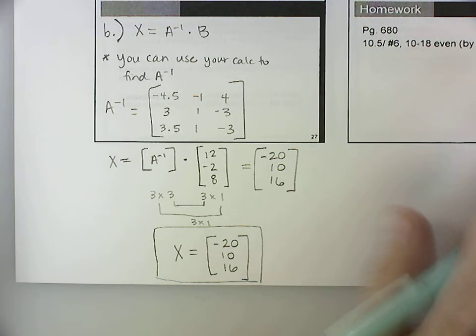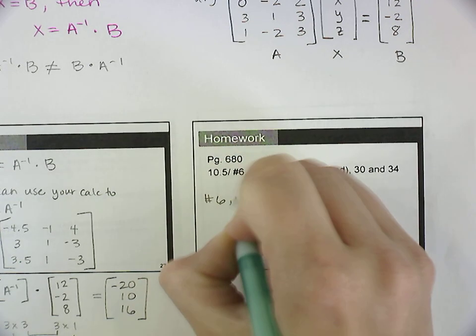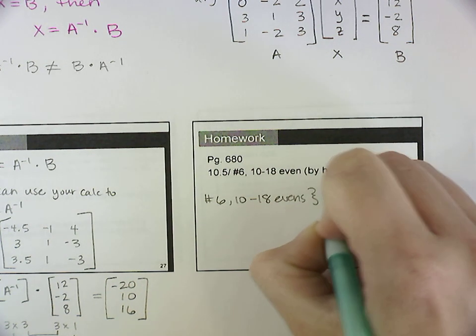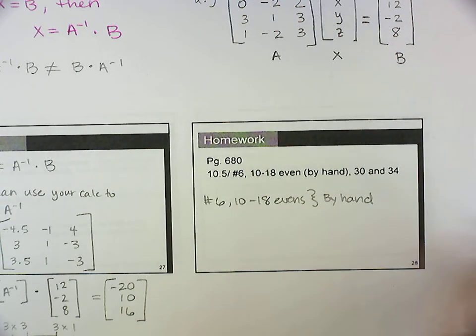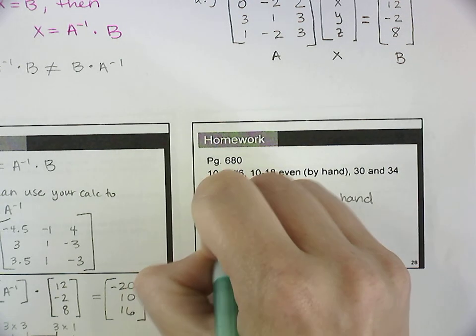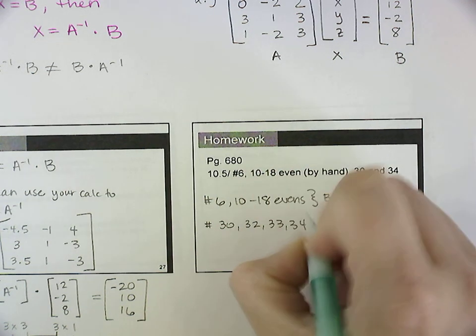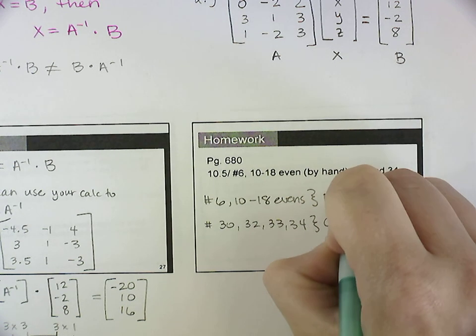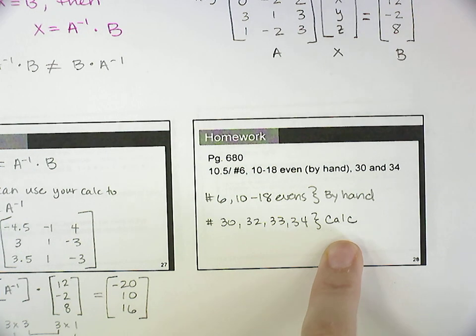So your homework's a little bit different. The first ones are going to be the same. So numbers 6 and 10 through 18 evens, those are going to be done by hand. So I'm going to be checking for that. And then the second part, you're going to do 30, 32, 33, and 34, but not 31. Okay, and with those you can use your calculator.